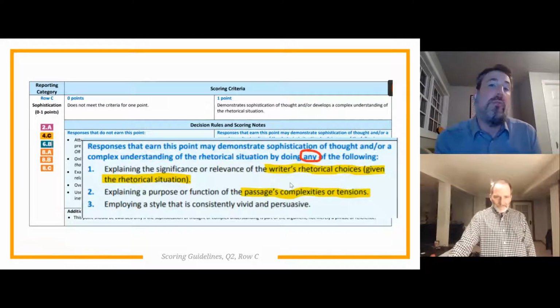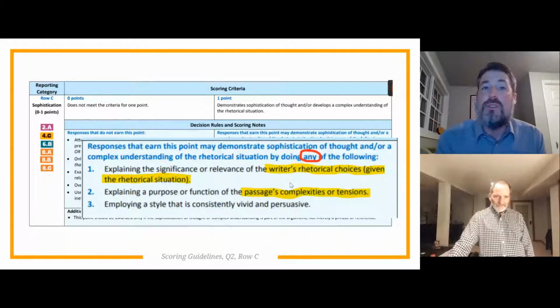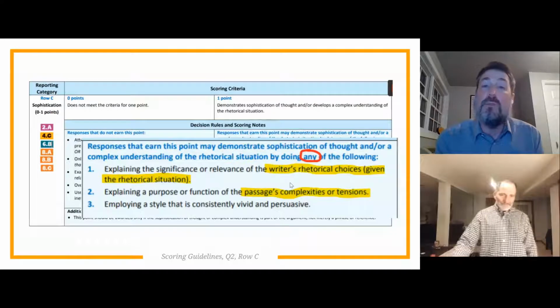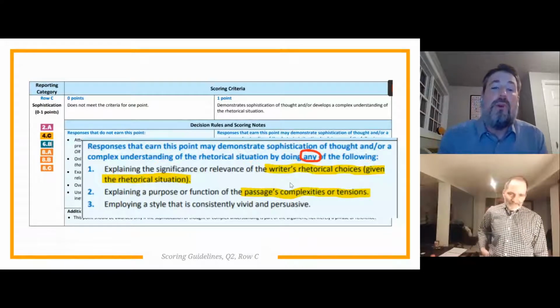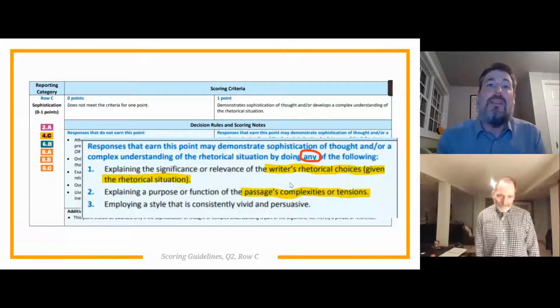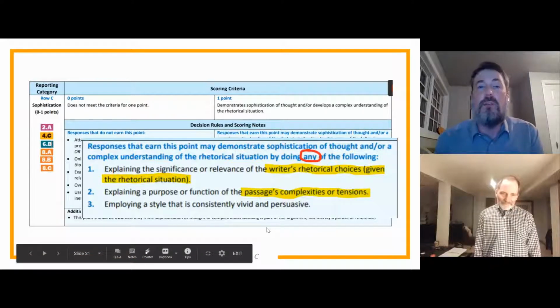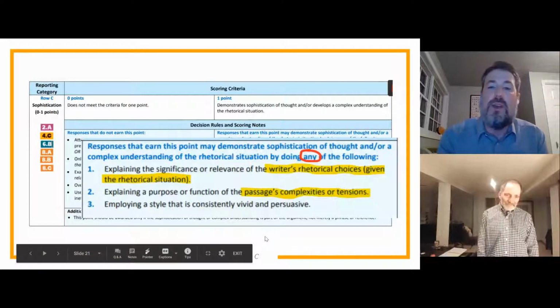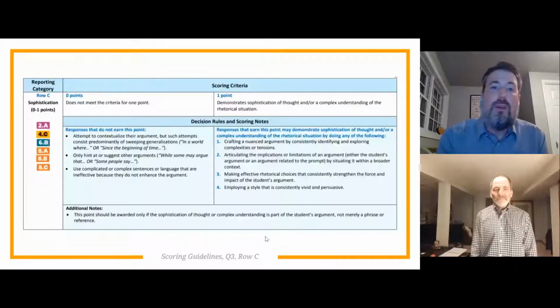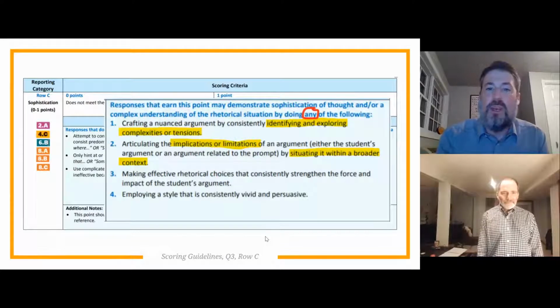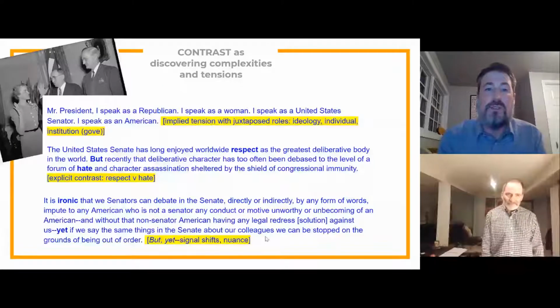Are the tensions between beliefs and values? Are the tensions between speaker and audience more demographically driven? But I want them to identify those and then connect to the choices that the writer is making. Or when they go to write argument, how can they use that to present evidence? And there's the second rubric. Again, the implications or limitations and those complexities and tensions.